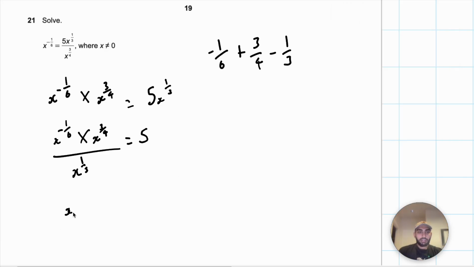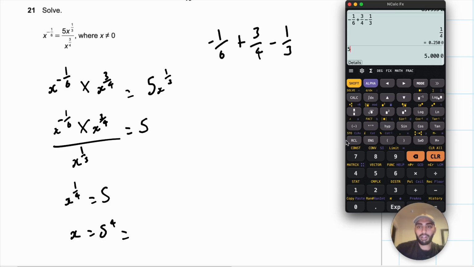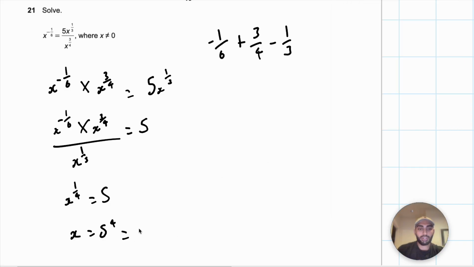So I've got x to the power of 1/4 is equal to 5. To get x on its own, I need to find the fourth power of both sides. So I'm going to raise this to the power of 4 to leave me with x is equal to 5 to the power of 4. So you might know this already, or if you don't know it, you can type it on your calculator. 5 to the power of 4, which is 625.